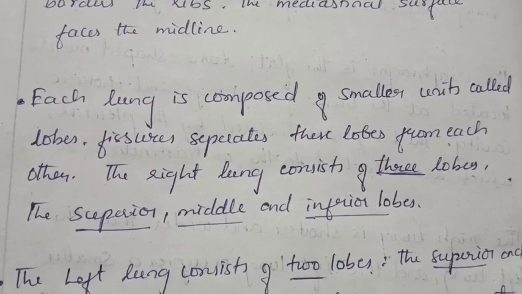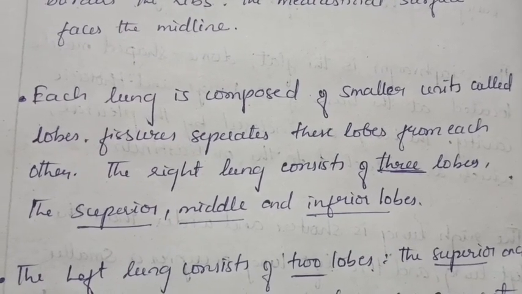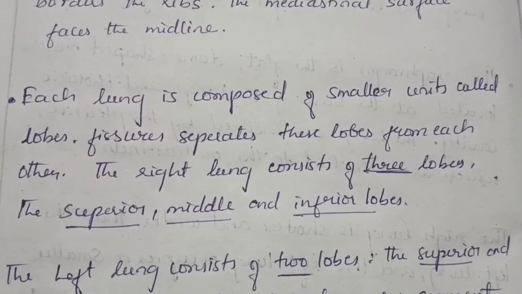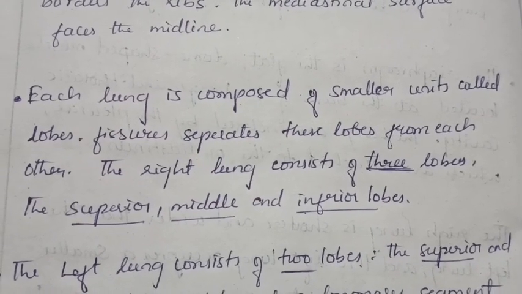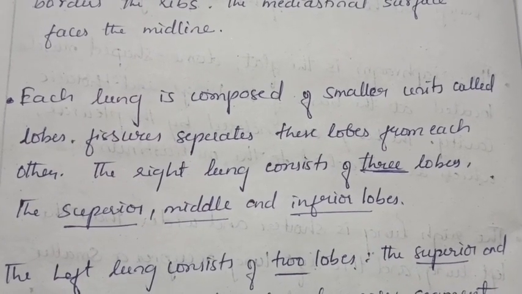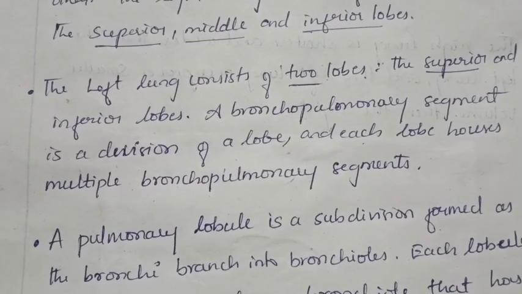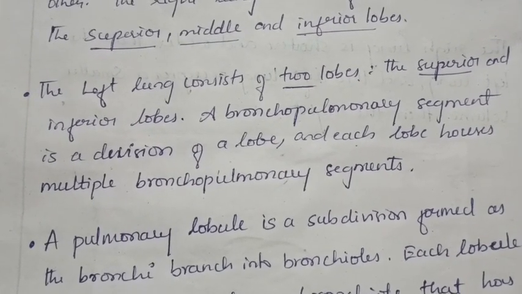Each lung is composed of smaller units called lobes. Fissures separate these lobes from each other. The right lung consists of three lobes: the superior, middle, and inferior lobes. The left lung consists of two lobes, the superior and inferior lobes.